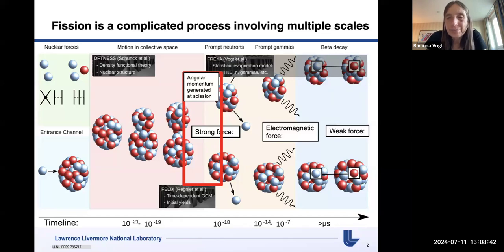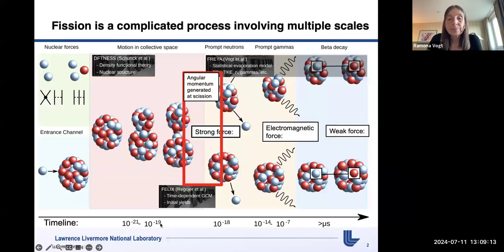So fission is governed itself by the strong force, which also governs neutron emission. Gamma emission is accomplished through the electromagnetic force, and beta decay by the weak force. And so we have three of the four forces of nature involved in a fission event. And the time scales are very different because of that.